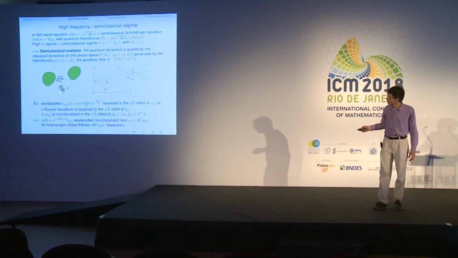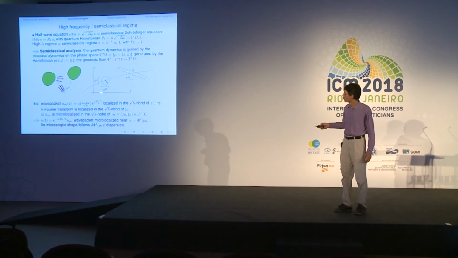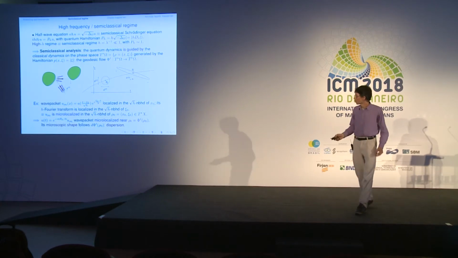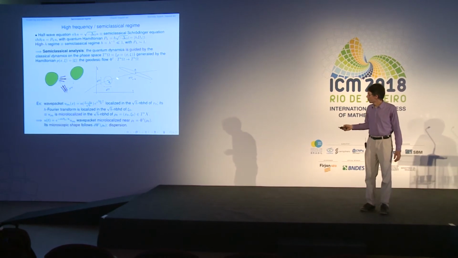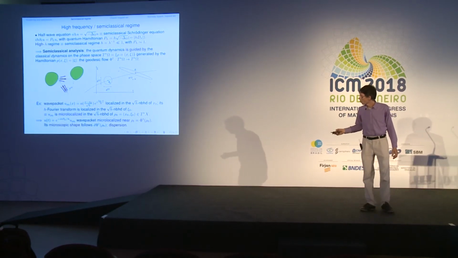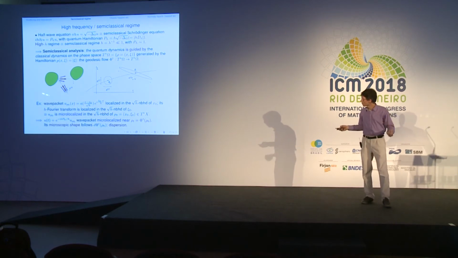Okay, so they are at distance h, and the whole thing has a width square root of h. And here I describe the same object, but in phase space, x and psi. So when you run the quantum dynamics, this object, this wave packet, will follow the classical rays, the classical geodesics. Okay? So the center of the wave packet will follow the classical geodesic.